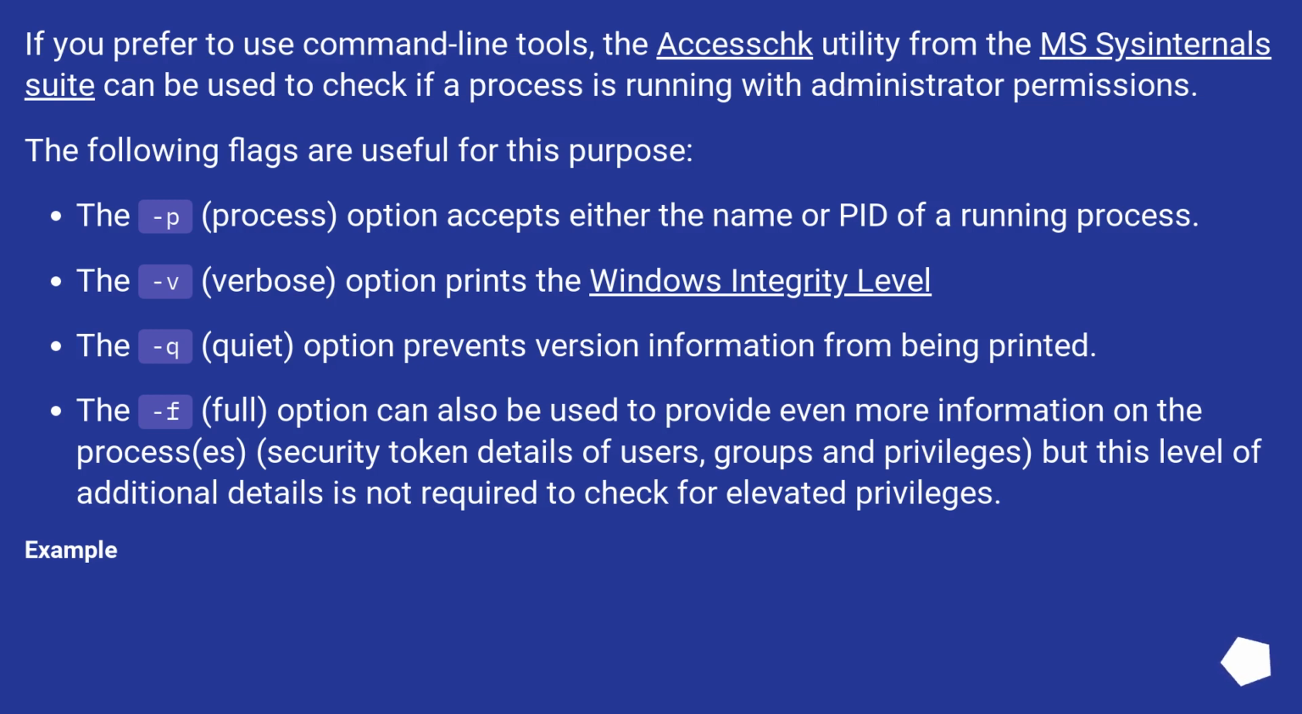The -v (verbose) option prints the Windows integrity level. The -q (quiet) option prevents version information from being printed. The -f (full) option can also be used to provide even more information on the process, such as security token details of users, groups and privileges, but this level of additional detail is not required to check for elevated privileges.